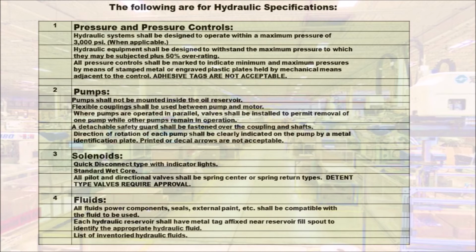Fluids. All fluids, power components, seals, external paint, etc. shall be compatible with the fluid to be used. Each hydraulic reservoir shall have a metal tag affixed near the reservoir fill spout to identify the appropriate hydraulic fluid. List of inventoried hydraulic fluids.